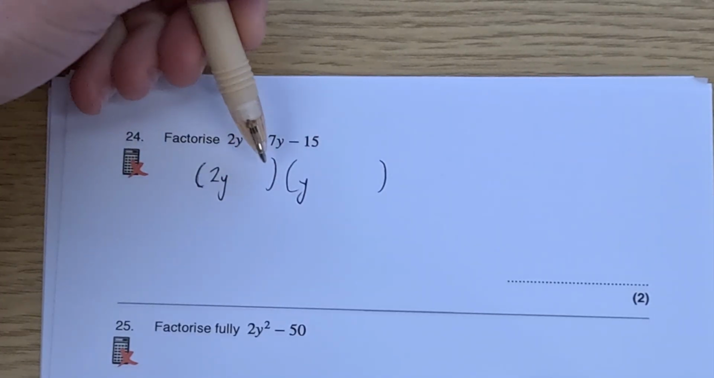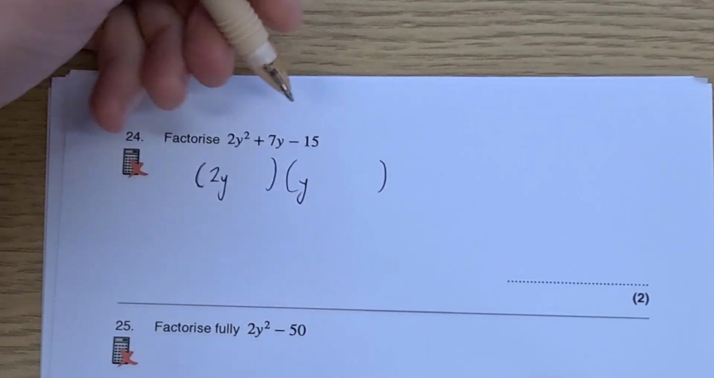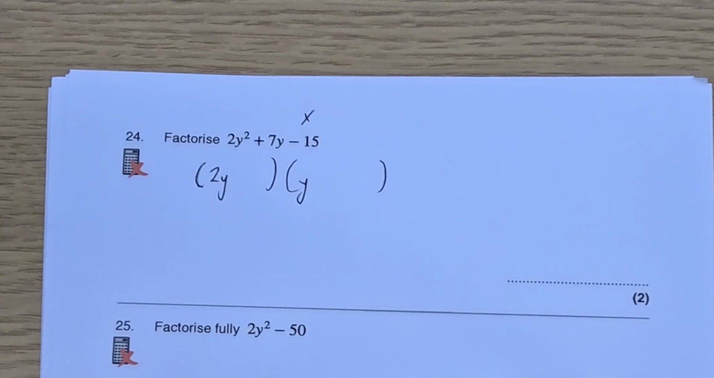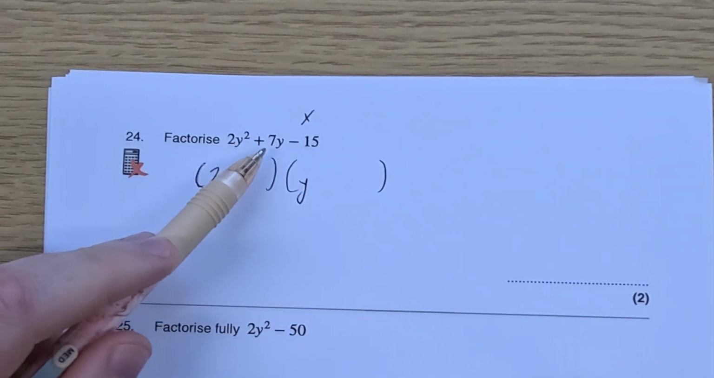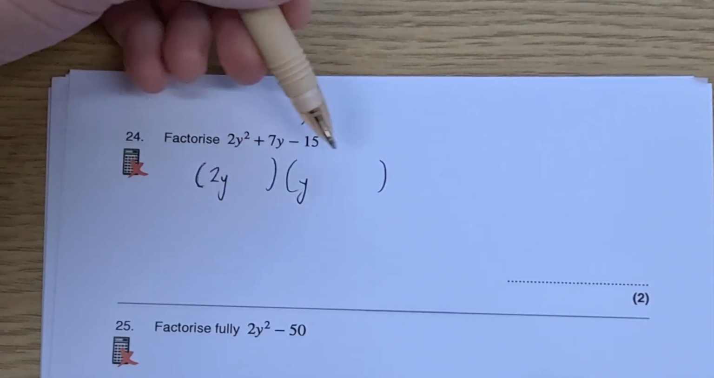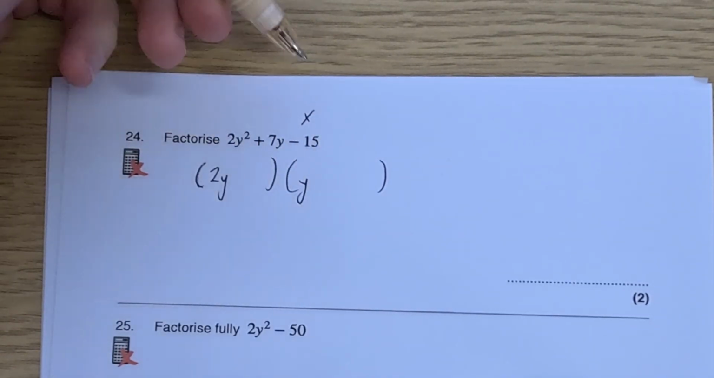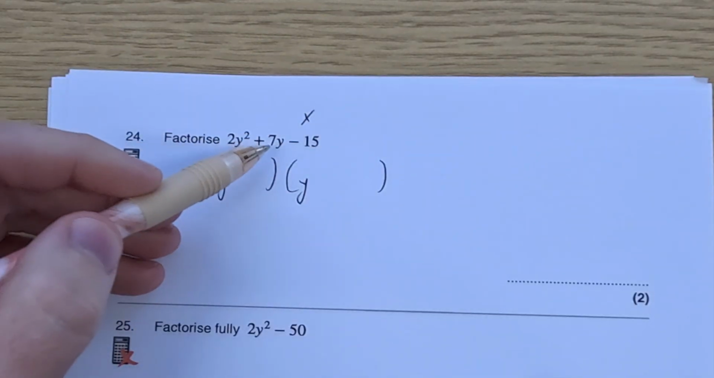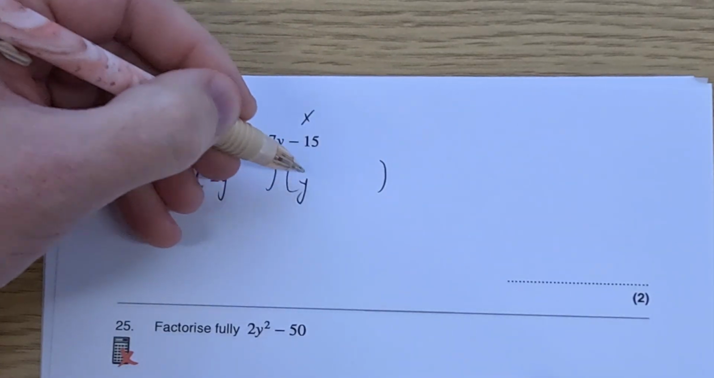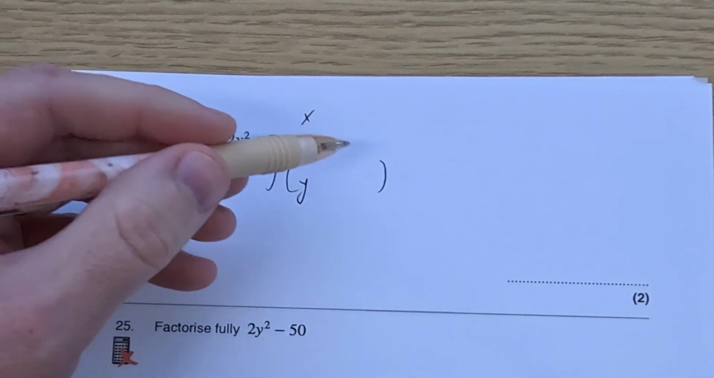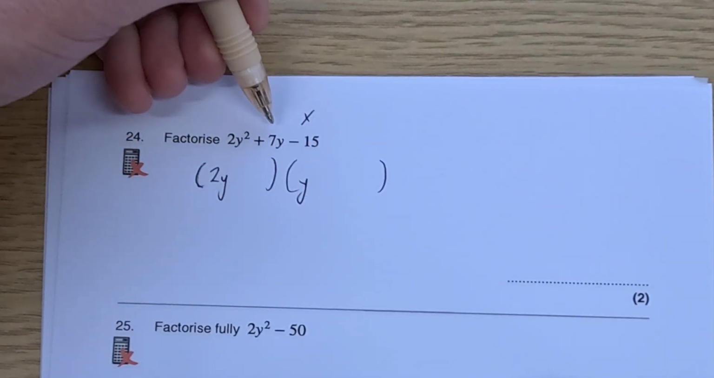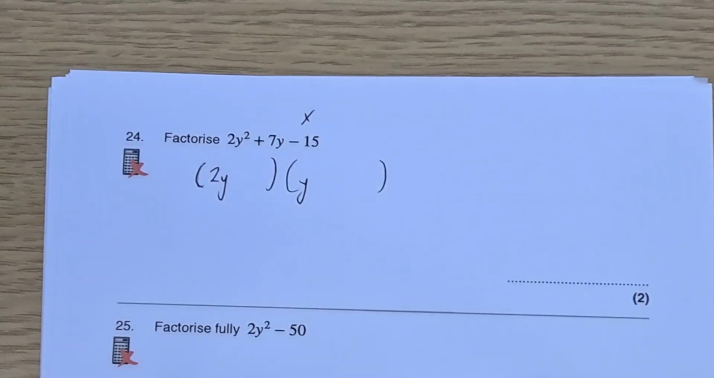Okay, so now to find this number and this number, we know that the two numbers on the end will times together to be minus 15. So this number times this number is minus 15. But this number plus this number won't be equal to 7. So what we're going to have to do is figure out which numbers times together to be minus 15, and then where we would put them in these brackets, so that whenever we expand the brackets, we get 7y in the middle. Whenever we're expanding our brackets, we would do 2y times y, which is 2y squared. We would then do 2y times this number, and then y times this number, and they would add together to be 7y. So that's how we're going to figure out where these numbers should go.